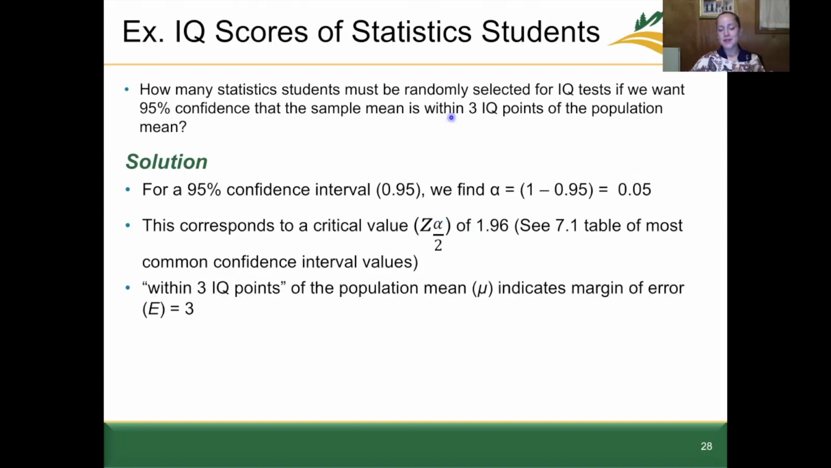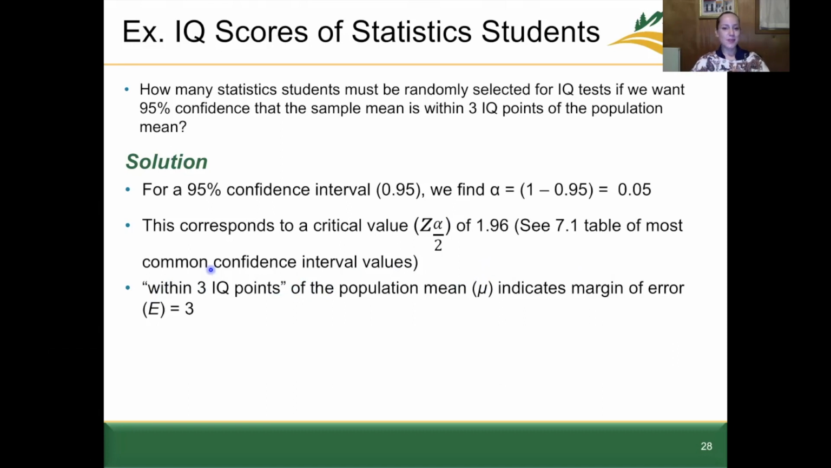So let's keep talking about what we know. We also see this statement here: the sample mean is within 3 IQ points of the population mean. Within 3 IQ points of the population mean, or mu, how we interpret that is the margin of error. So again, within 3 IQ points, that's our margin of error, so E is equal to 3 here. Now, from the problem, we were not given the population standard deviation, so we need to figure out what estimate we can use for that.